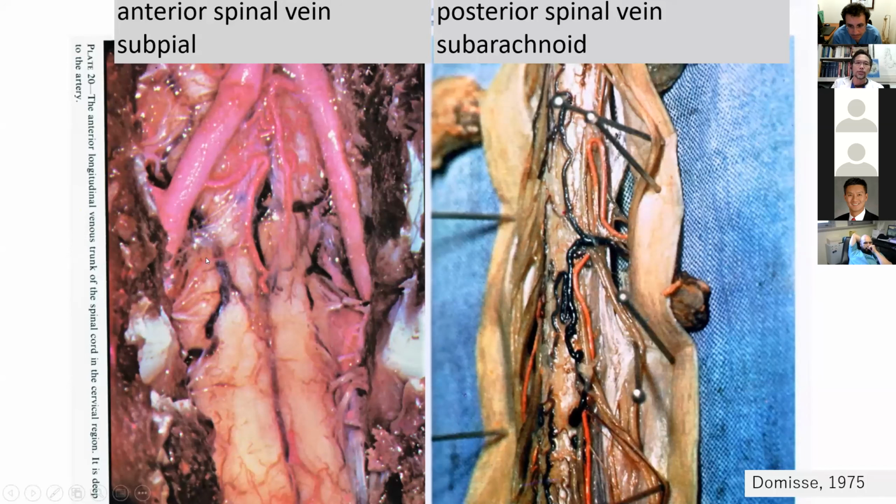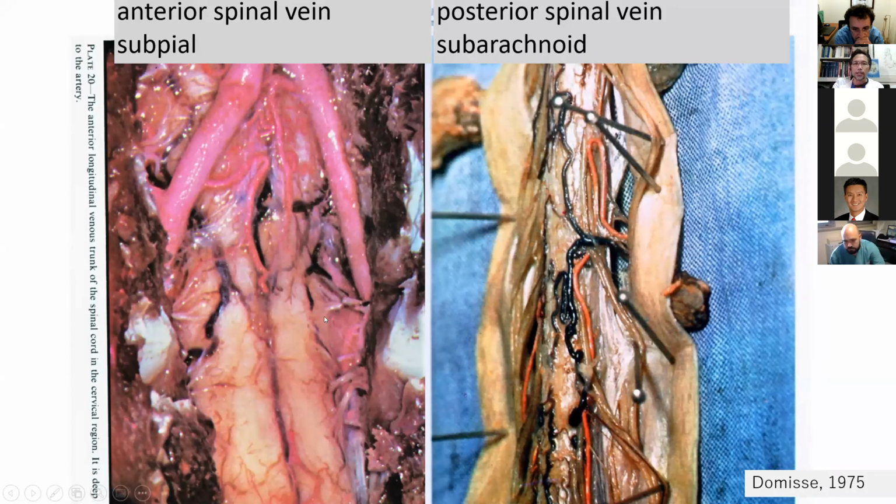So this is the ventral side of the spinal cord, actually the upper cervical spinal cord. You can see the veins here, which are called anterospinal veins, are embedded a little bit deeper inside the pia mater of the spinal cord. In contrast to that, you can see the posterior spinal veins are a little bit more dilated, more superficial than the ones located ventrally.